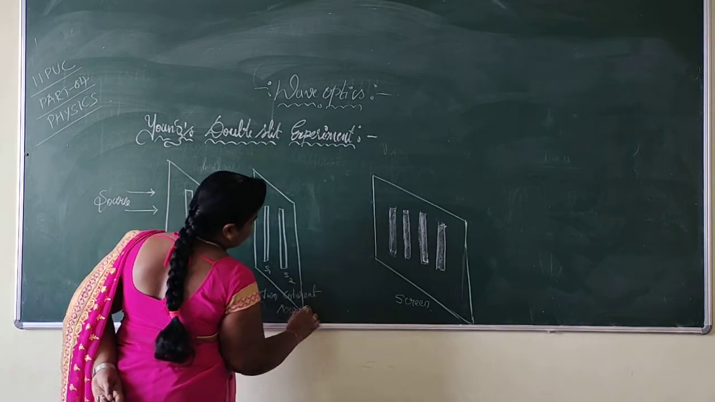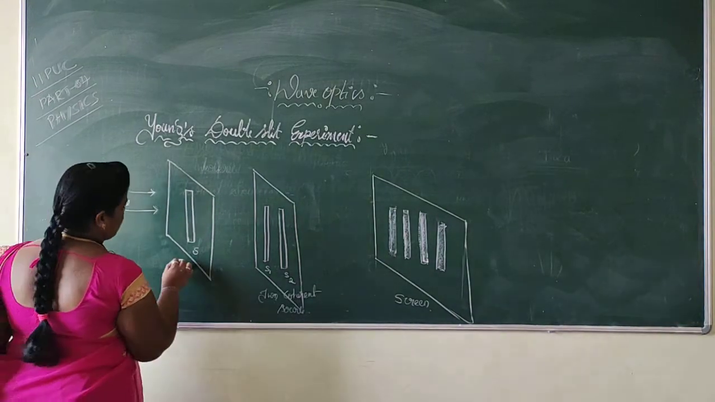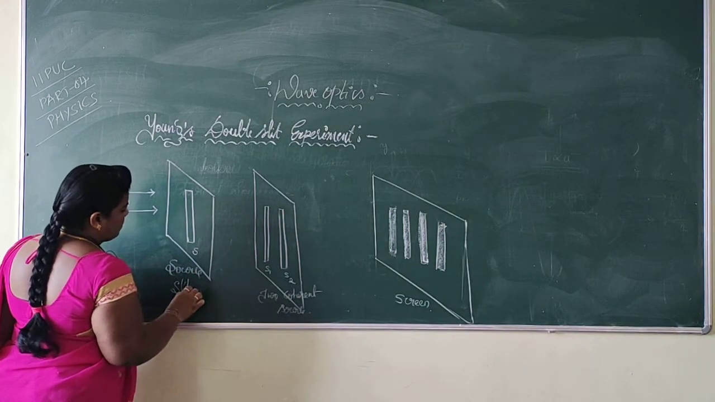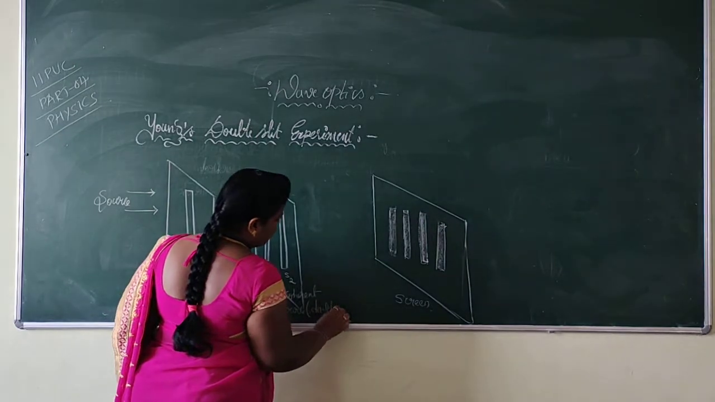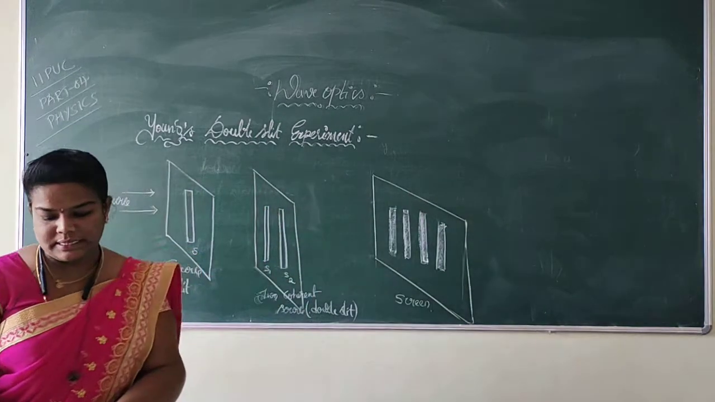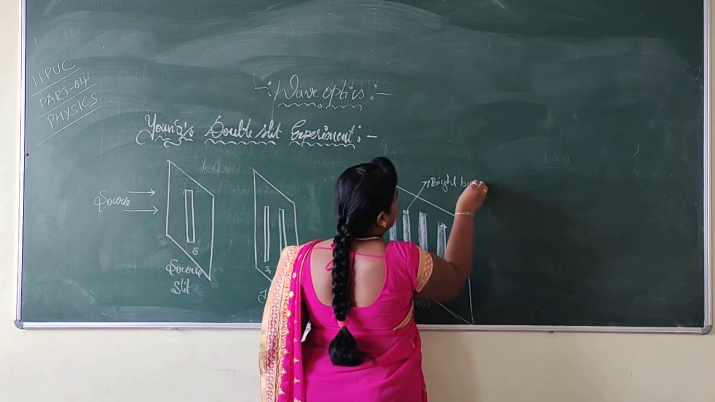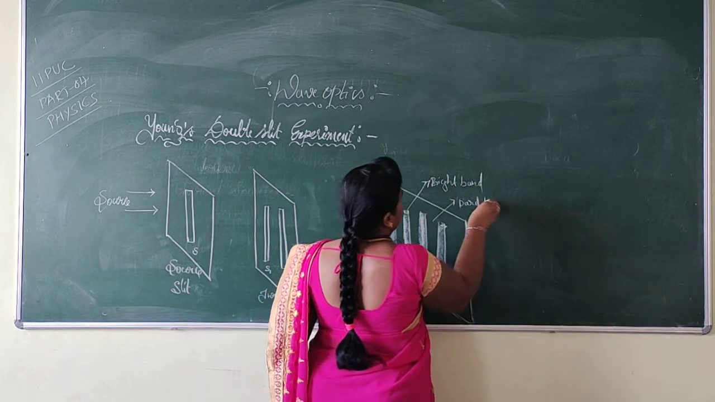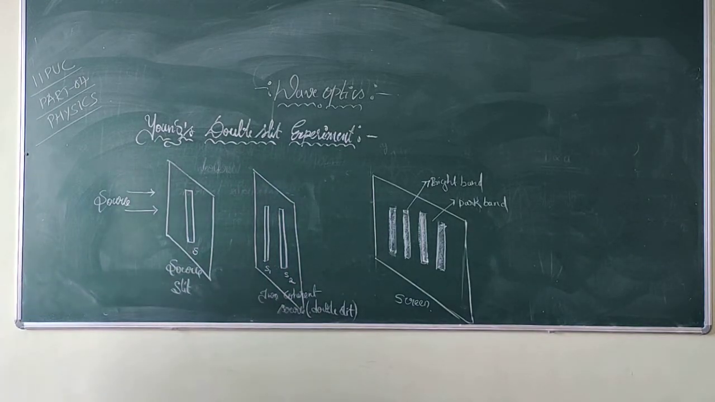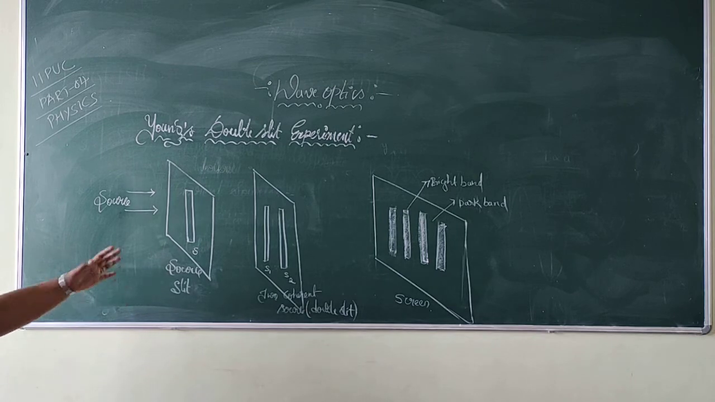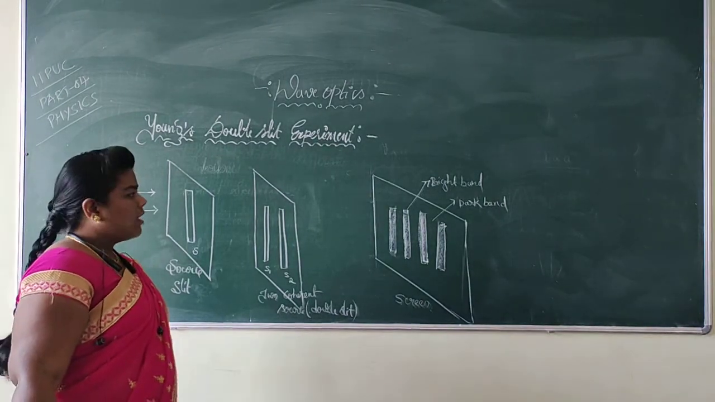Next class, I will explain it in the video. Two coherent sources are the double slit. The bright band and the dark band will form on the screen. So next class I will discuss this experiment with you, and I will explain the ray diagram clearly. Okay. Thank you, dear students.